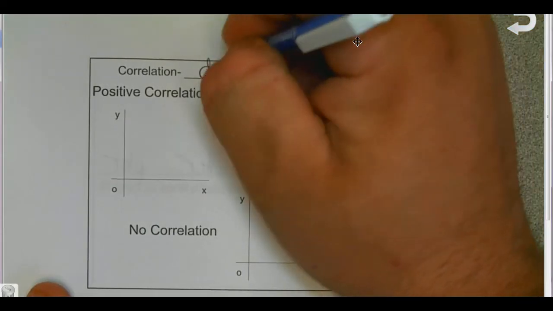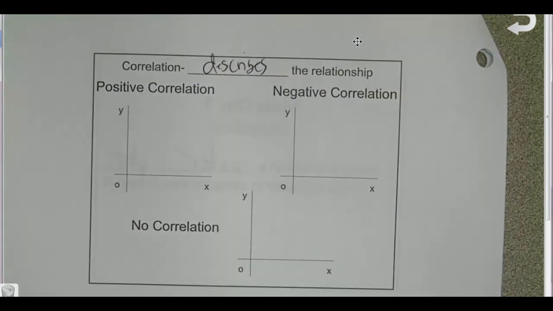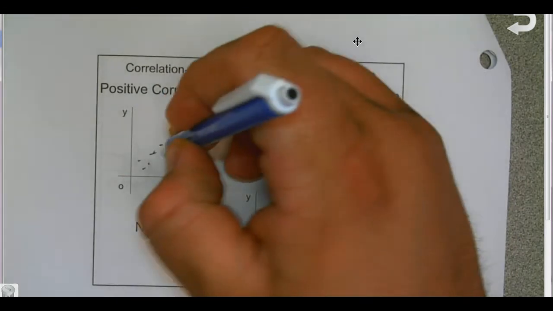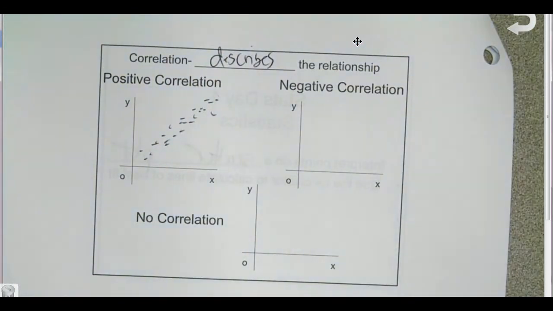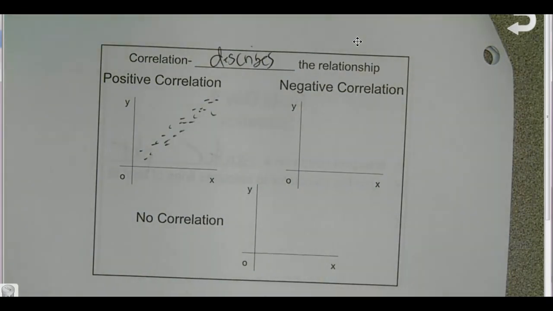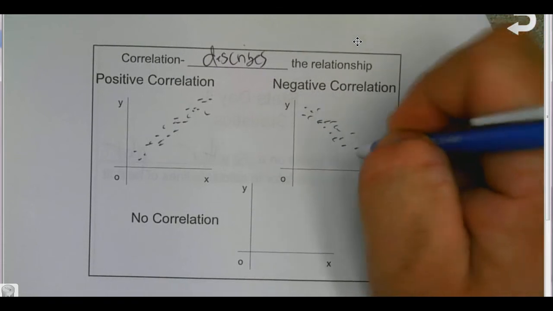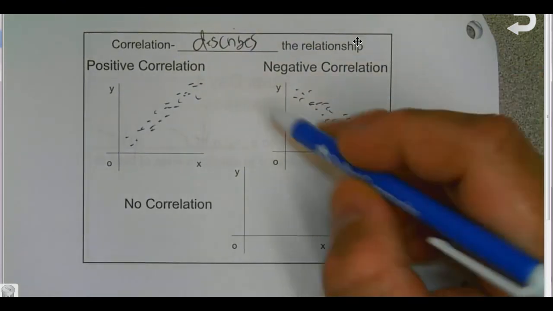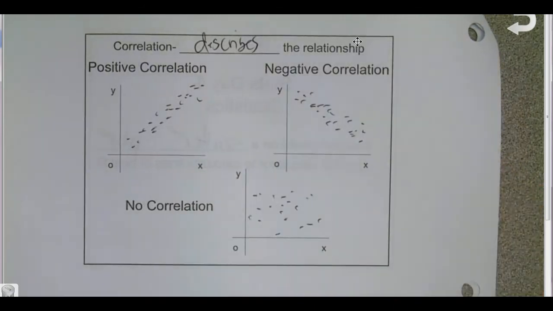Correlation describes the relationship. And it fits just like what we think of when we think of slope. So if a set of data has a positive correlation, the data is going to be focused in together and it's going to go up to the right. If it has a negative correlation, it's going to be centrally focused together and it's going to be going down to the right. And if there's no correlation, then it's going to be scattered all over the place.